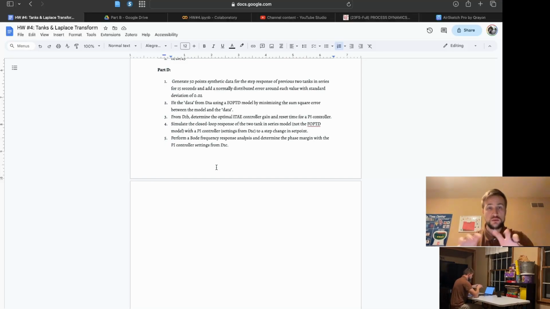And so first, what we're going to do here is generate 50 points of synthetic data for a step response of the previous two tanks that we've been dealing with in series for 15 seconds, and add normally distributed error around each value with a standard deviation of 0.02. Then we're going to fit the data using an FOPTD. So what that stands for is first order plus time delay model, by minimizing the sum square error between the model and the data. So first, let's talk a little bit about the first order plus time delay model, and we'll go ahead and proceed here.